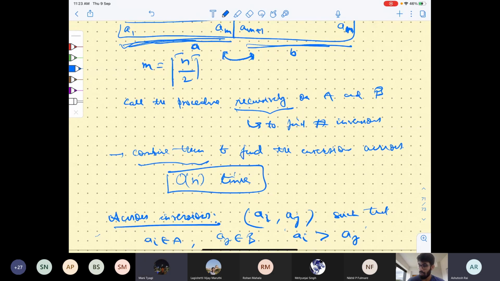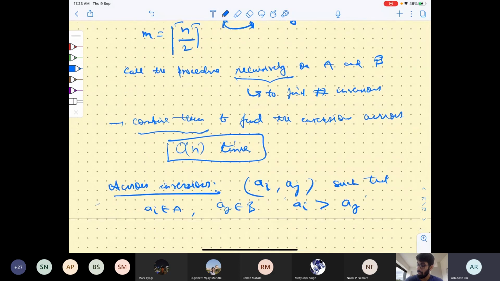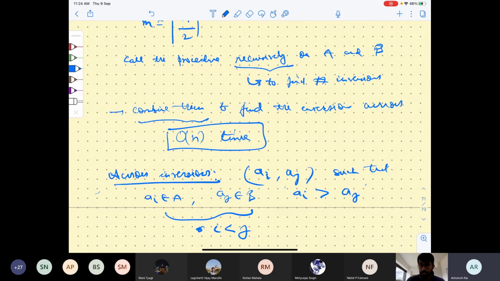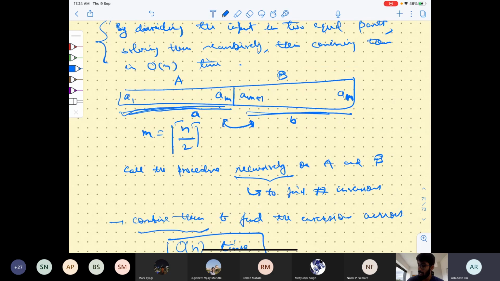Exactly. Because all the elements of A have lower indices than all elements of B. So if AI is in A and AJ is in B, this implies that I is less than J. And then AI is greater than AJ, so this is going to be an inversion. These are the only across inversions that we need to find out. But both of them have size n over 2, so how do we do this in linear time?